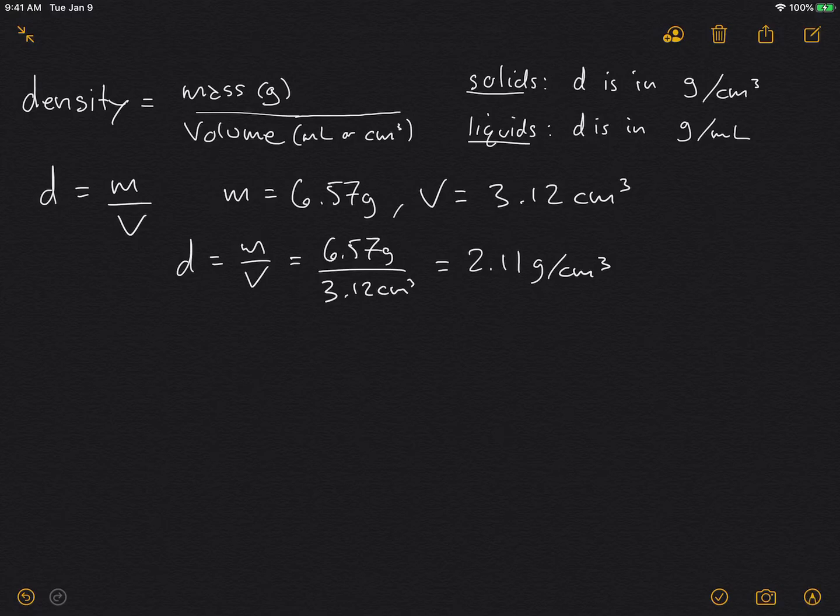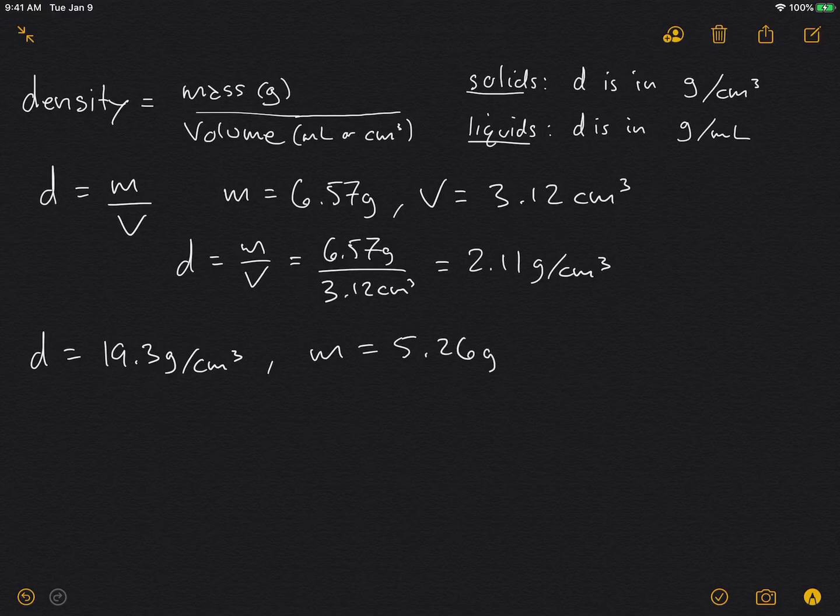Another type of problem you might see dealing with density is where, let's say you're given the density. In this case, density is 19.3 grams per cubic centimeter. And if you look up this density, this material is gold. Gold metal has a density of 19.3 grams per cubic centimeter. And if you're given the mass, you might be asked to find the volume. So if we have 5.26 grams of gold, what is the volume?